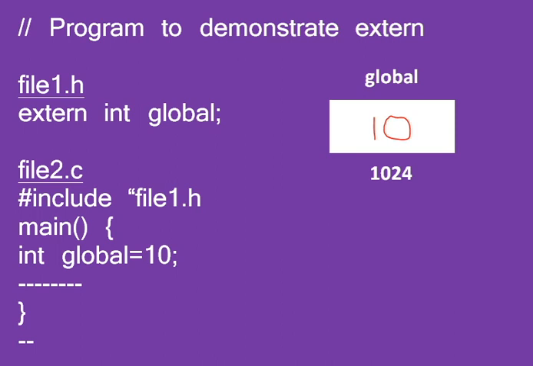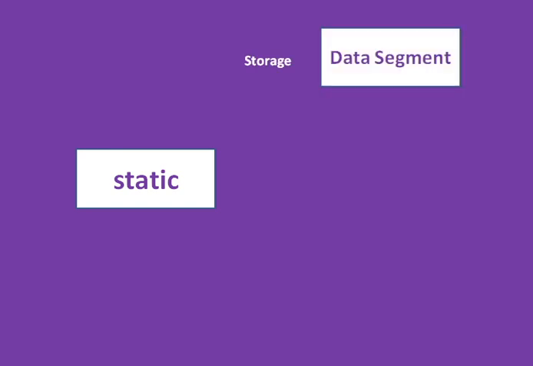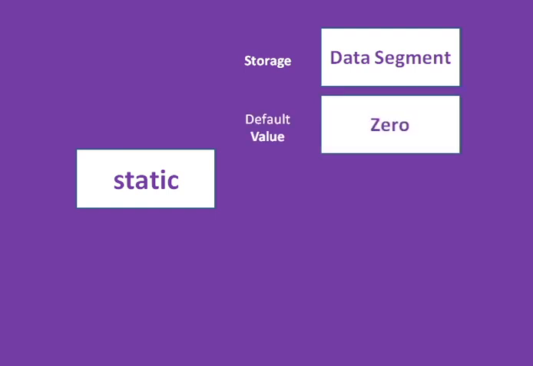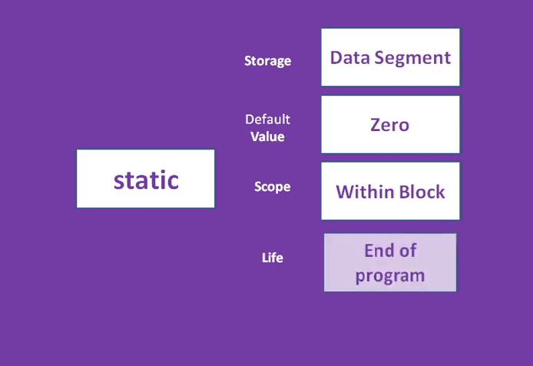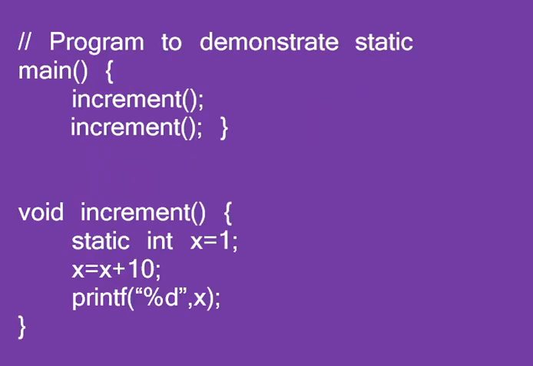Next, static storage class. The static storage class stores the data content in the data segment. The storage area is the data segment, and the default value is 0. Even though you do not initialize any value, if you try to print that value, you will get 0. That is the default value. The scope of the variable is within the block, and the lifetime of the variable is up to the end of the program. Okay. So this is the demonstration for the static storage class.